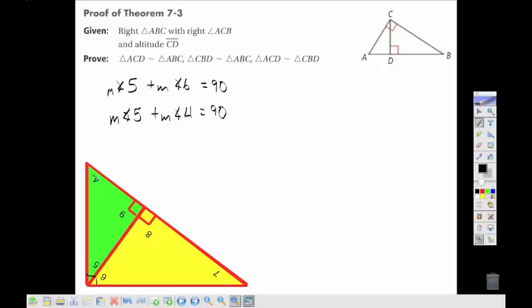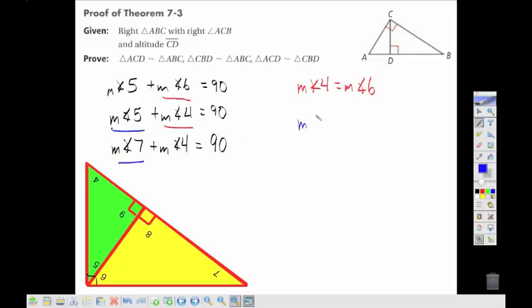And we could also look at the larger triangle. If I look at angle 7 and 4 there, those would also have to be 90 degrees. So we can pull some information out of that. Notice, since these 5s are the same, that must mean that the measure of angle 4 and the measure of angle 6 are equal to each other. And therefore they're congruent. We can also look at the second pair. Since I have 4 twice here, I can notice that 5 and 7 must be the same.